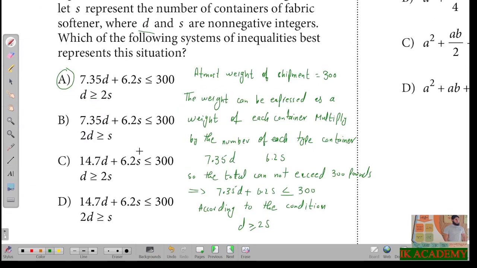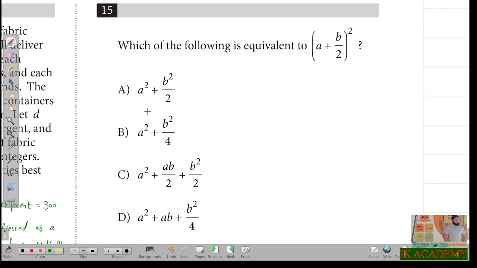Let's move to the next question. So next question is question number 15. Which of the following is equivalent to (A plus B over 2) whole square? So we need to find which option is correct, while the question is (A plus B by 2) whole square. So which of the options is equivalent to this expression?